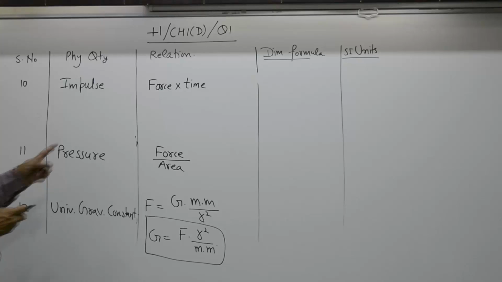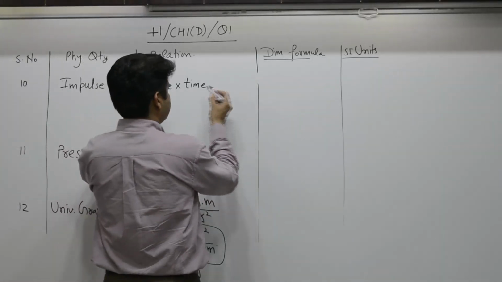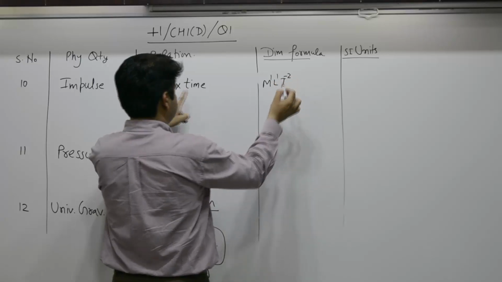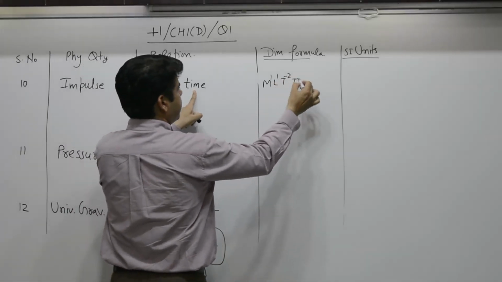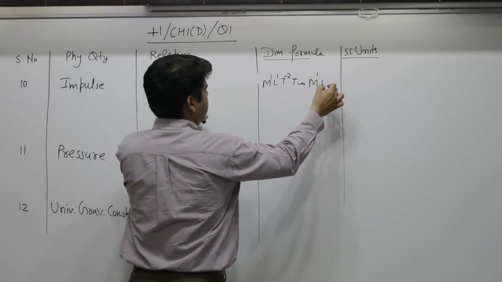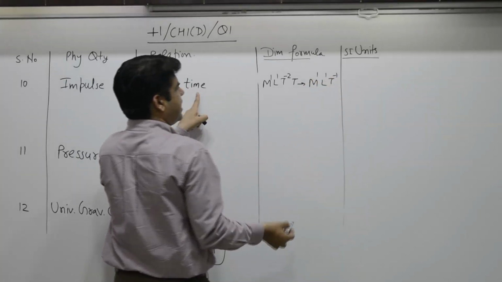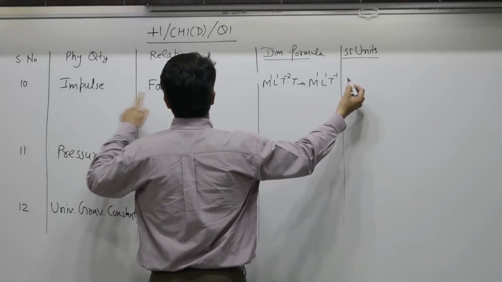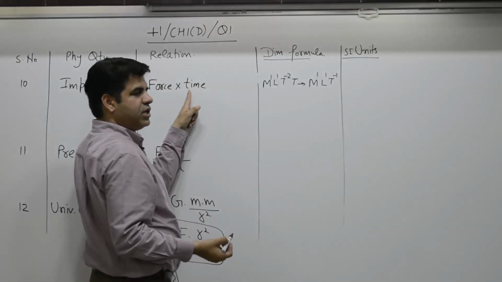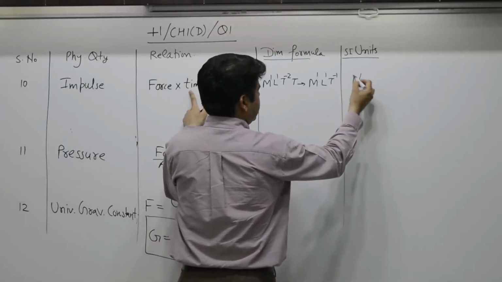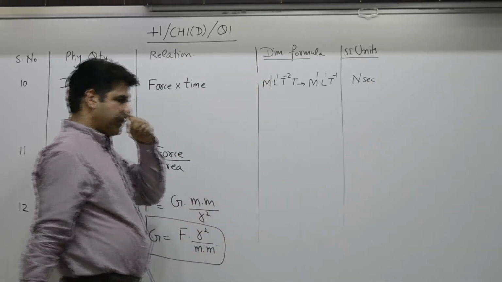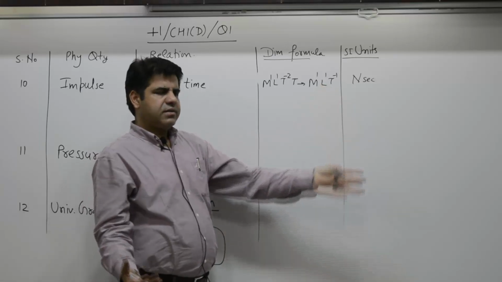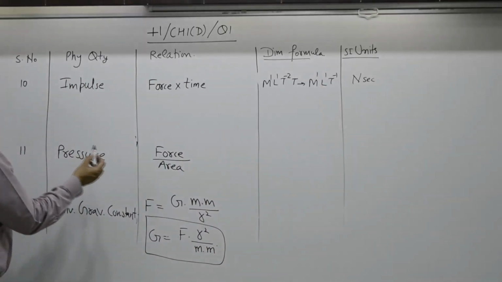Yes, dimensional formula for force is M1 L1 T minus 2, into time. So what you get is M1 L1 T minus 1. SI unit is what? Yes, impulse is Newton into time, that is workable. Newton into second. So it is Newton second. This is workable. Or you write kg meter per second. That's also acceptable.